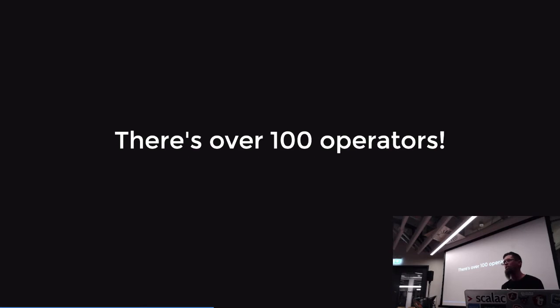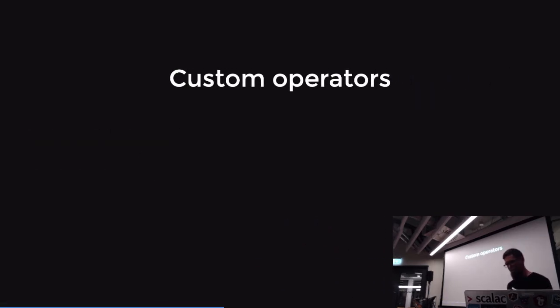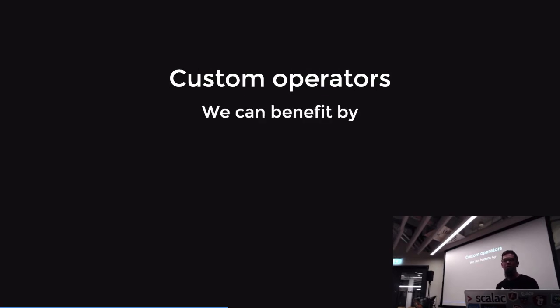So there are actually over 100 operators. As far as I remember, there were 105, but maybe there are more now, as RxJS 7 is out. I'm not sure if it's out already, but it's going to be out. So do we even need custom ones? Well, if we didn't, there would be no use for this talk. So yes, we do, at least from my perspective.